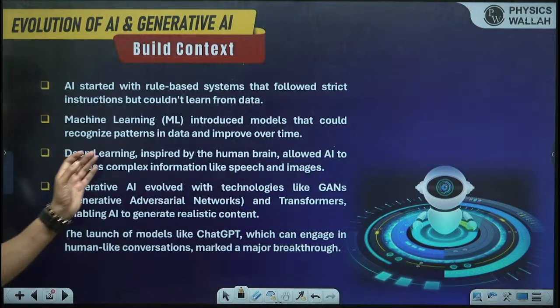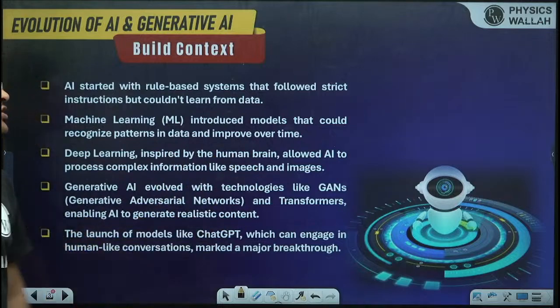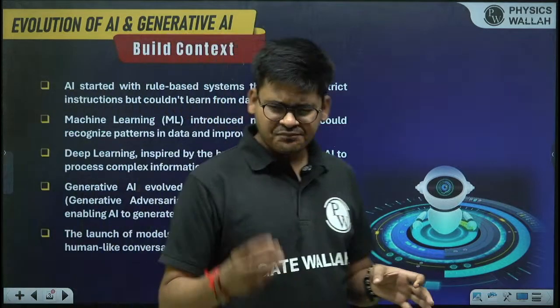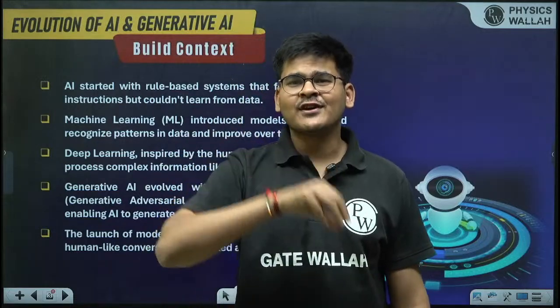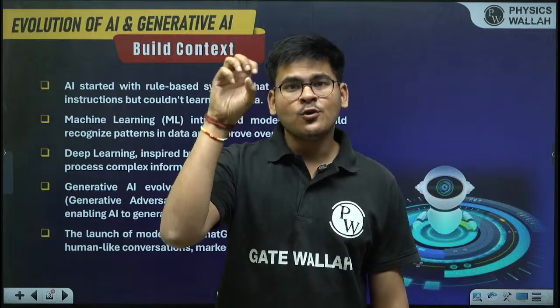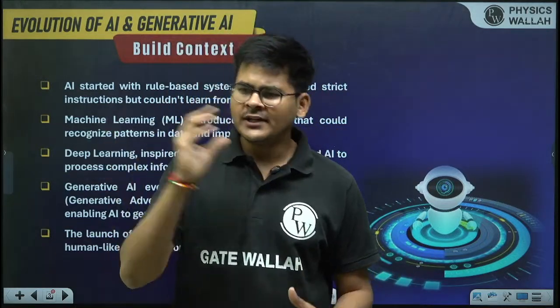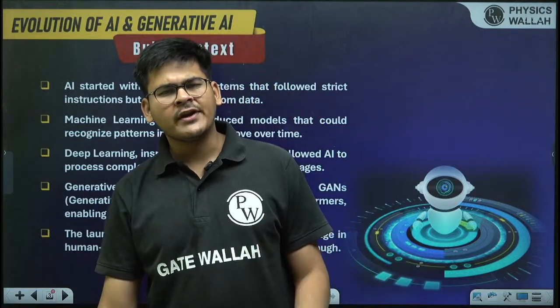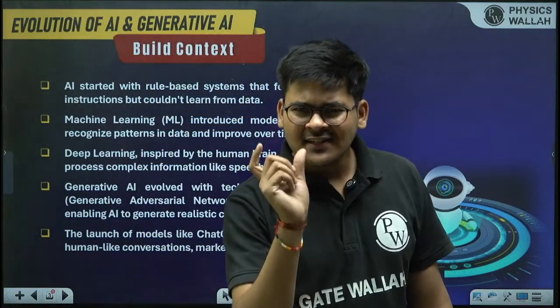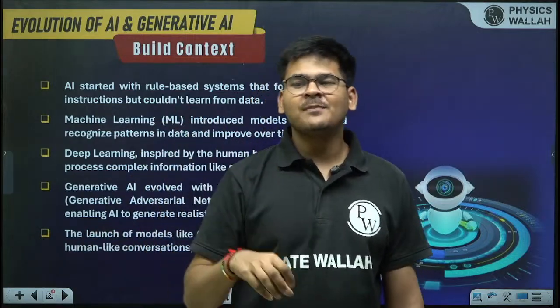Okay, deep learning, inspired by the human brain, allowed AI to process complex information like speech and images. So what deep learning did is, it was a further bifurcation of machine learning, because it said, I will actually try to map what the human brain is doing. So what is the human brain alternative in coding? Would anyone like to tell? What is that one single concept which is kind of a replica of the human brain for a computer? Can someone tell me that?